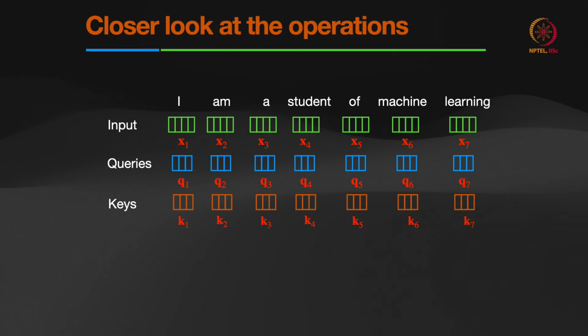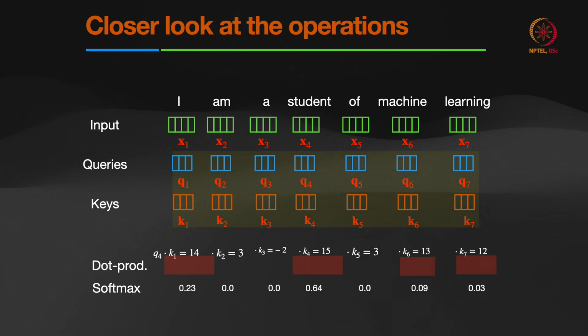So if you want to take a real numerical approach to this operation, suppose you have queries which are these row vectors Q1 to Q7, keys also which are row vectors K1 to K7, all for the sentence I am a student of machine learning. Now when you apply this so-called dot product attention, let us say you get values like 14, like 3 and so forth, and some values are going to be high, some values are going to be negative and low. And finally when you apply softmax on it, you get something like 0.6, 0.2, 0.09 etc. as values.